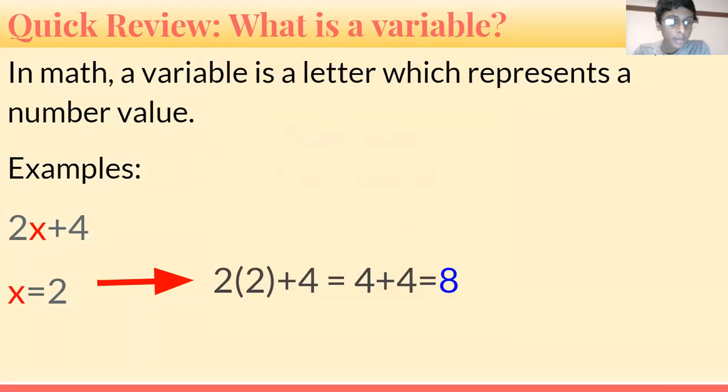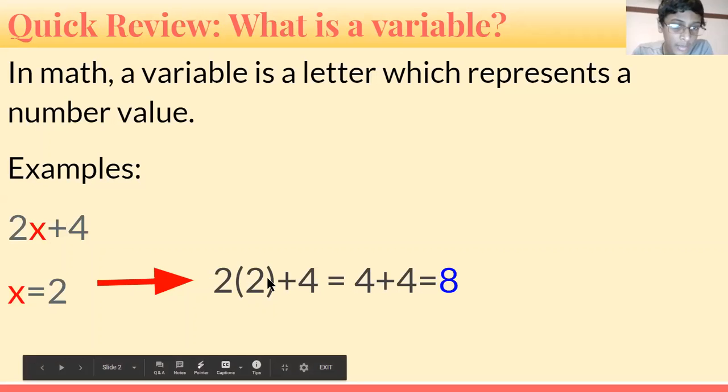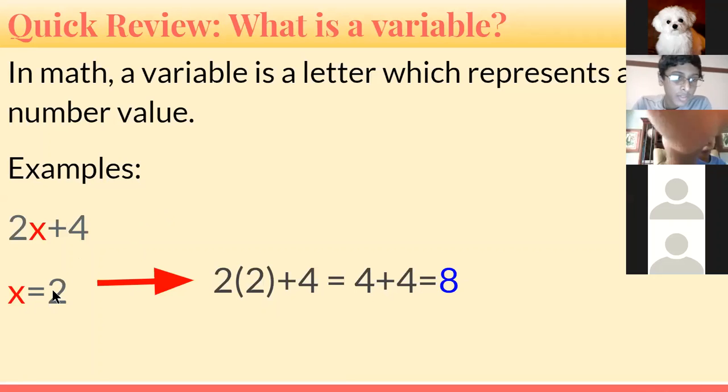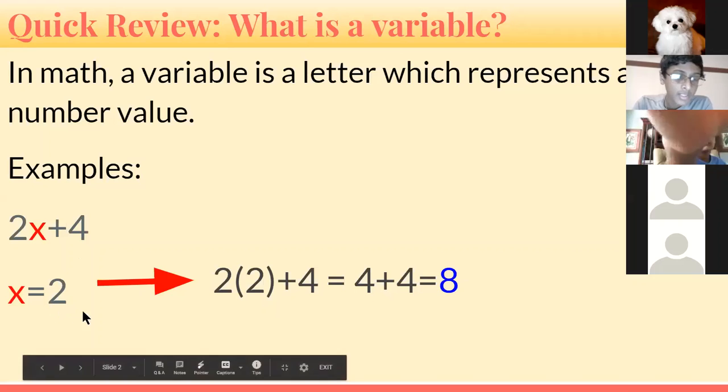So I have an example over here. So we have 2x plus 4, and we can plug in 2 for x, for example, and we get that 2 times 2 plus 4. 2 times 2 is 4, plus 4, which is equal to 8. Actually, so a variable can represent any number value. So you can choose which value x can represent here.